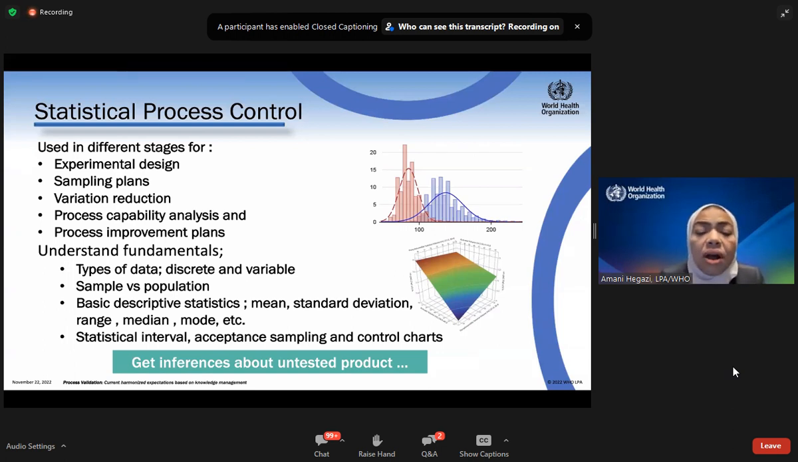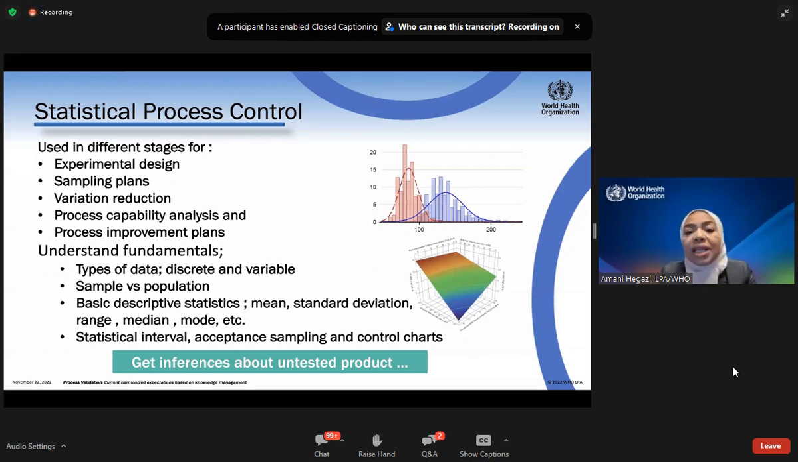So there are many useful statistical tools that are commonly used by industry during the process validation stages. For example, the experimental design, design of experiment to check and evaluate different variables and their impact on the critical process parameter and to define the design space is a commonly used statistical tool in the stage 1 phase.